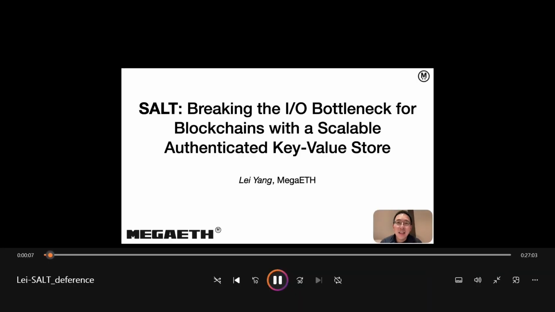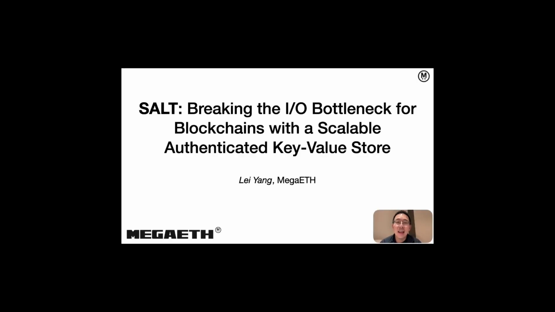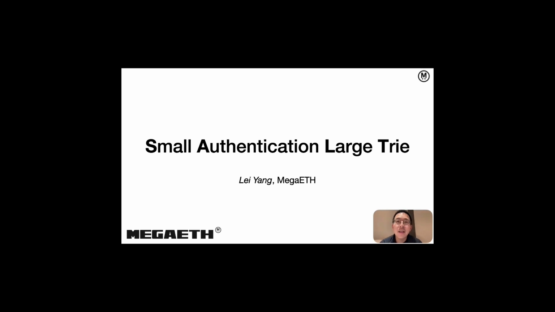Today, I'm so excited to be invited by DE-FERENCE and Decipher to talk about how MegaETH solves a fundamental performance problem in EVM blockchain, which is state merklization. We solve the problem with an in-house designed and engineered data structure called Small Authentication Large Trie, or SALT.